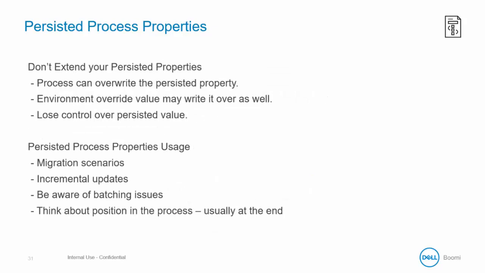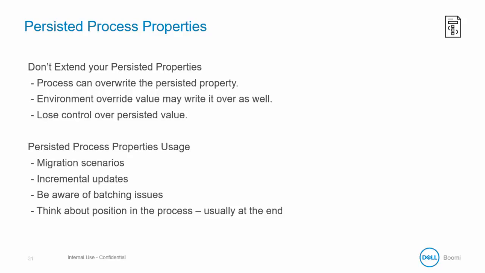Don't extend your persisted properties. This can become difficult to manage and you can easily lose control. Some scenarios for using persisted process properties would be a migration scenario to keep track of the last ID migrated, or an incremental update to store the last modified date time.